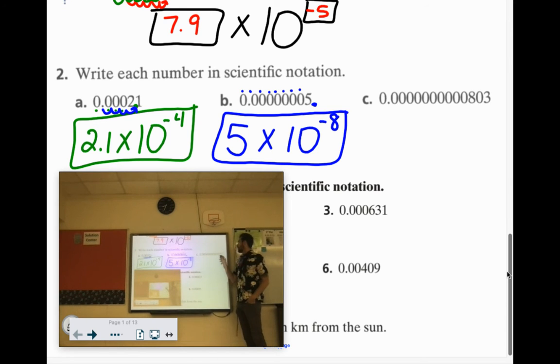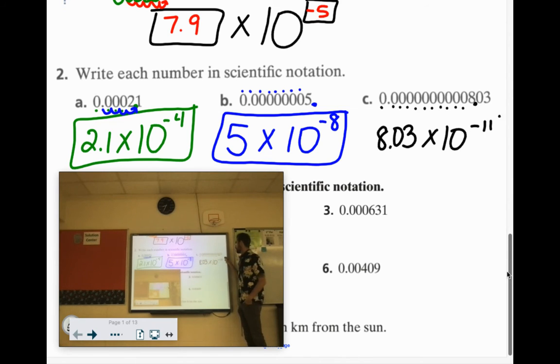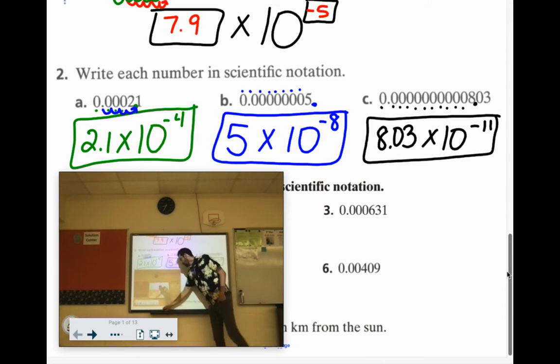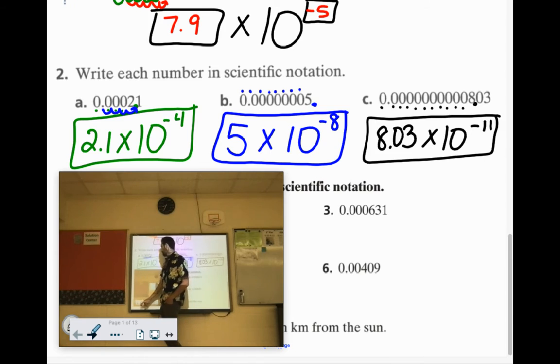Wow. Decimal would have to go here. 8.03 times 10 to the negative... 1, 2, 3, 4, 5, 6, 7, 8, 9, 10, 11. 11 zeros in front, times 10 to the -11. That's not too bad, right?